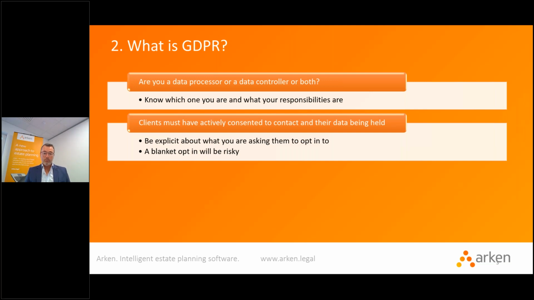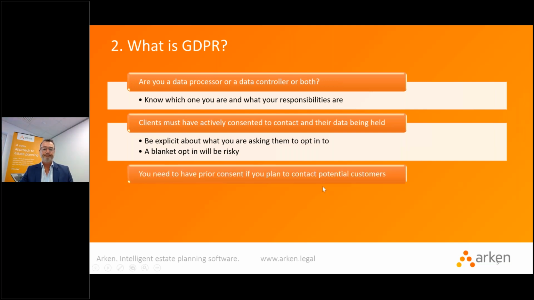So don't run with a blanket opt-in. You can, it's just going to be a bit more risky. For example, if you're engaging with them around a newsletter, and you've got a blanket opt-in, and then you contact them with a direct email, they might say, whoa, hang on, I didn't opt in to a direct email. So be explicit about what you're asking them to opt into, I think is the best advice.